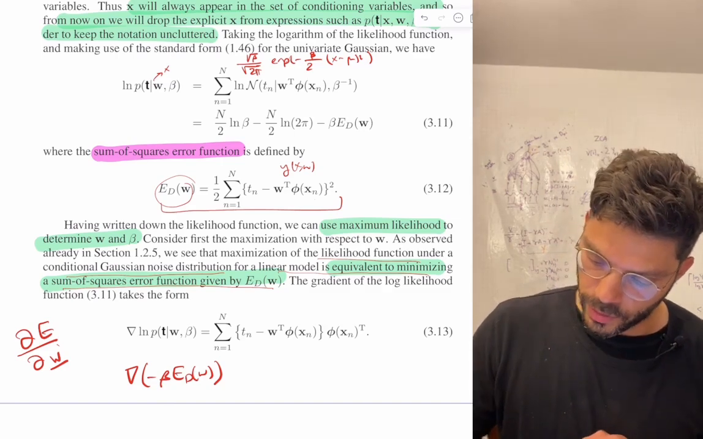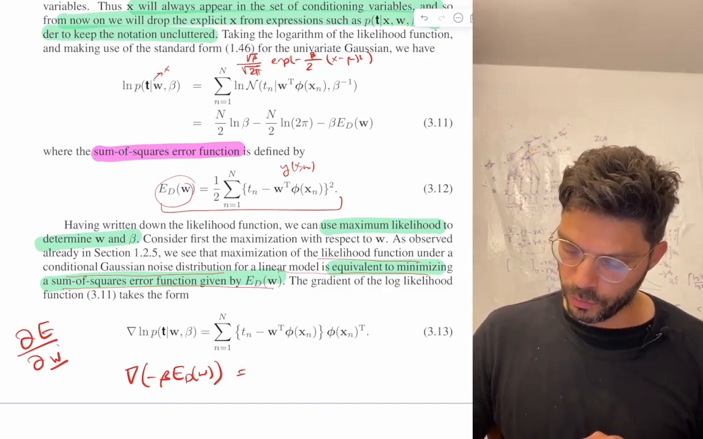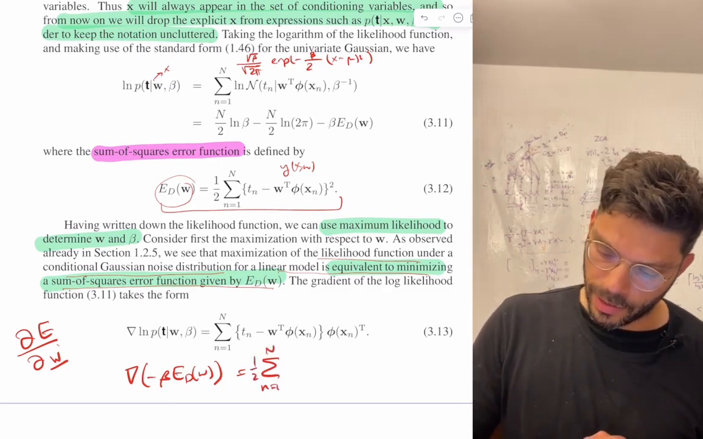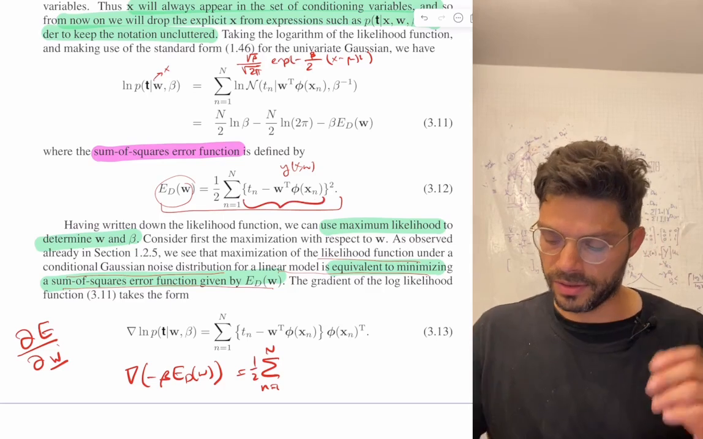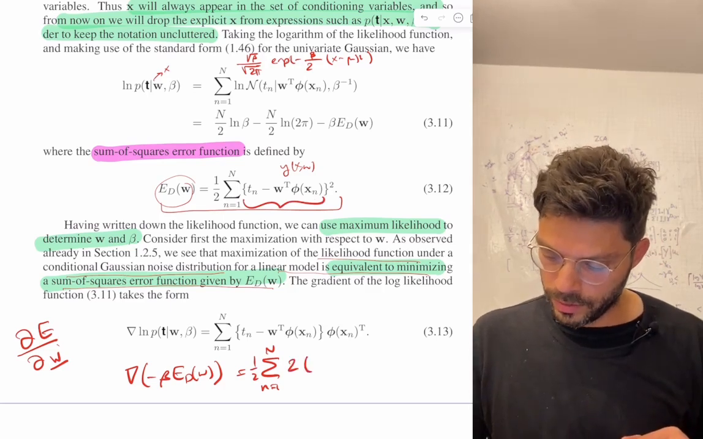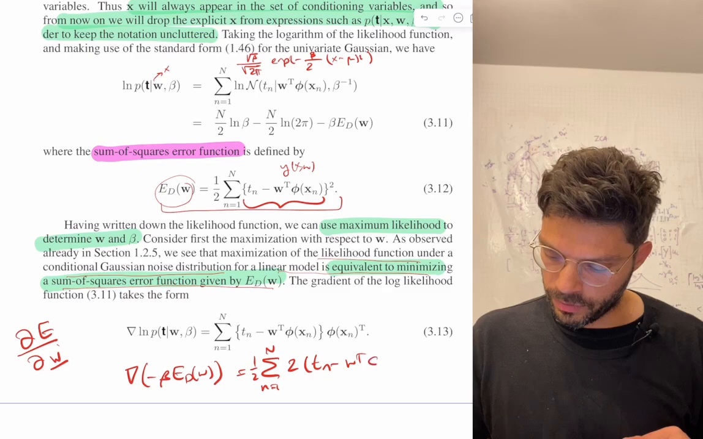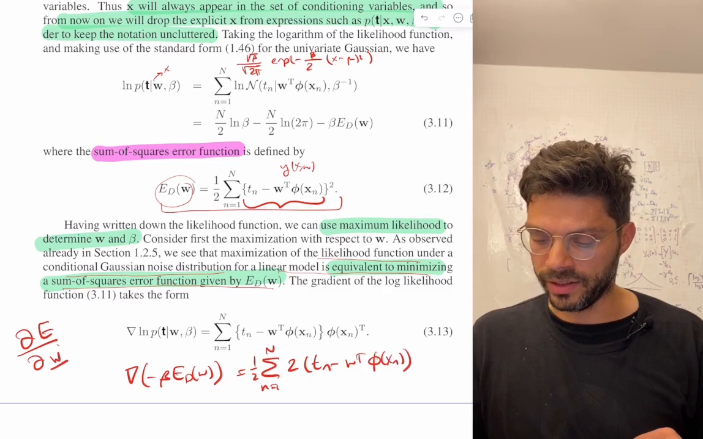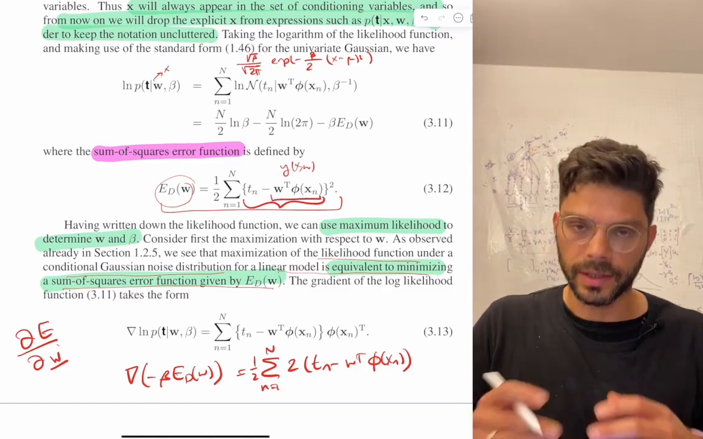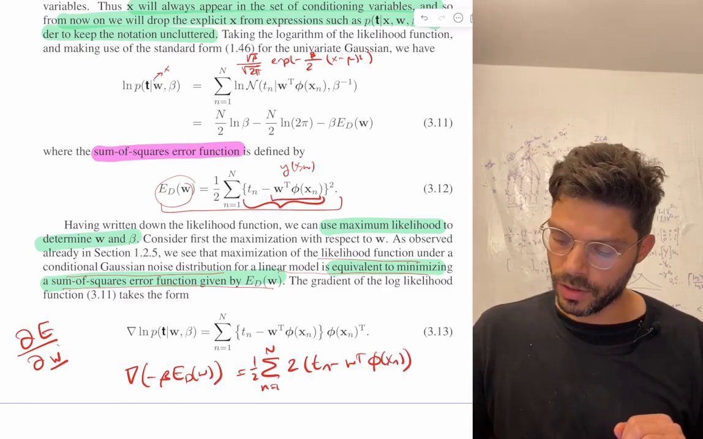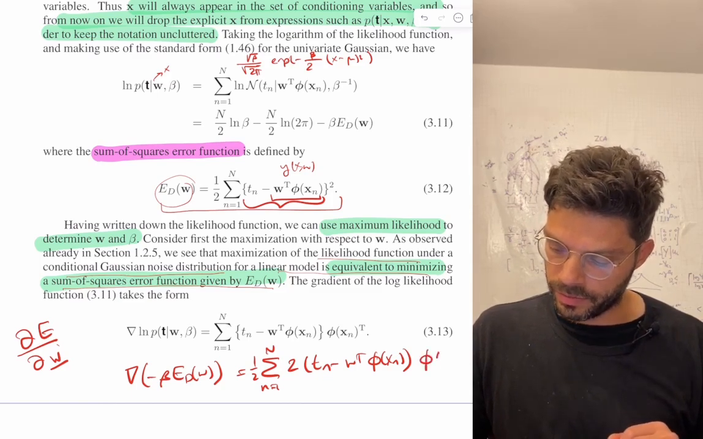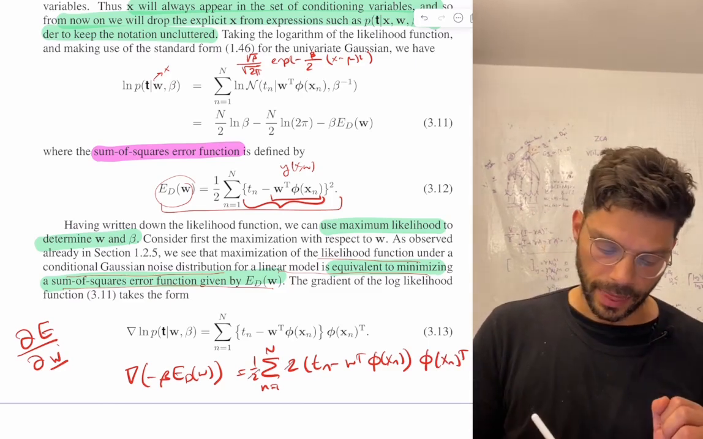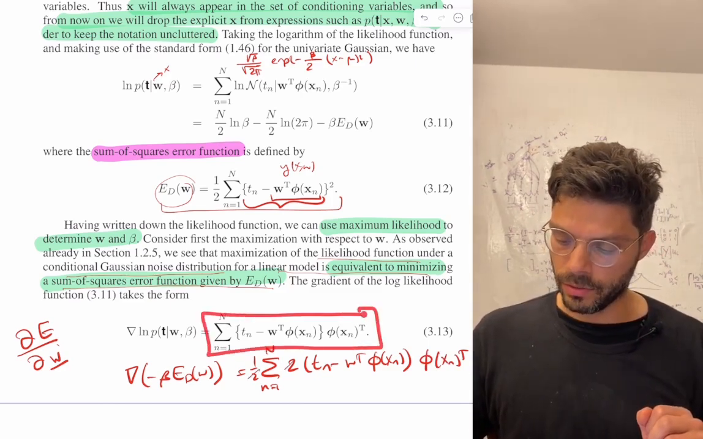So what does it look like? Well, this is going to equal the sum from n equals 1 to N, so there's a 1/2. But now this term is a scalar, so it's just going to be 2 times (t_n minus w transpose phi(x_n)). Then by the chain rule, we take the derivative of the linear operation on the features with respect to w, and that just gives us phi(x_n) transpose. So the 2 cancels the 1/2, and that is where we get this equation.